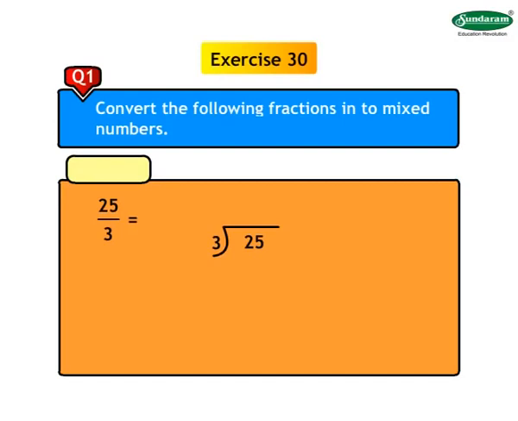As we know, in the table of 3, 3 into 8 is equal to 24. 3 into 9 is equal to 27. So we have to consider 3 into 8 is equal to 24. Since 24 is less than 25, write 8 in the quotient above 25 and subtract 24 from 25. We get the remainder as 1. In a similar way, we can solve the other sums.